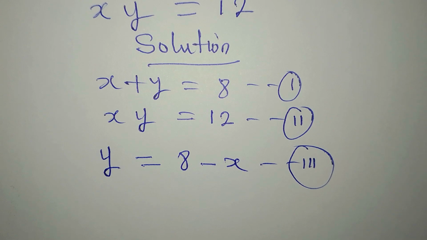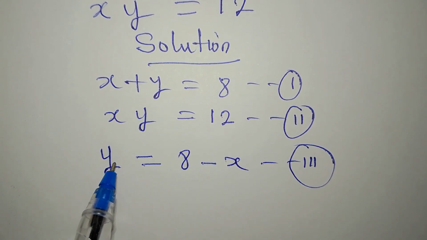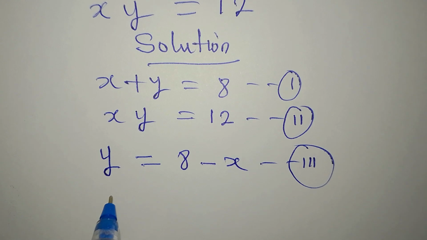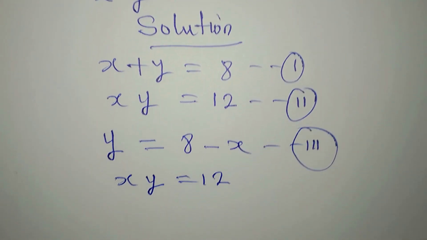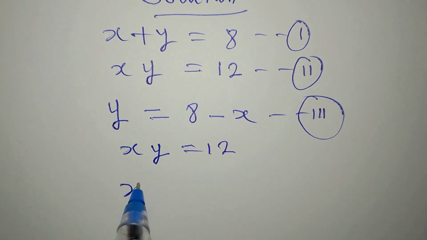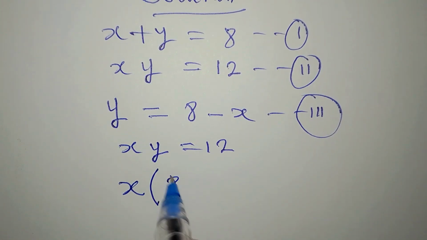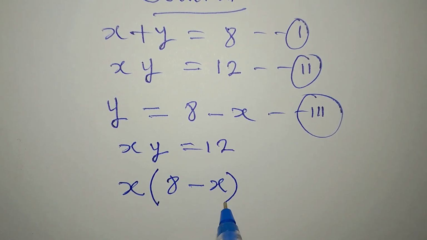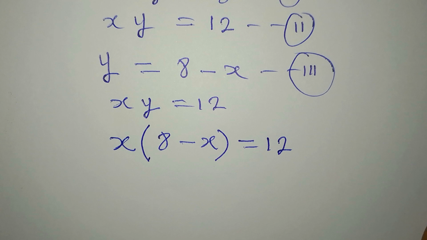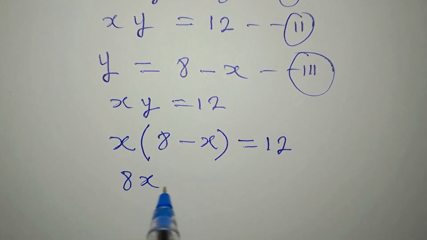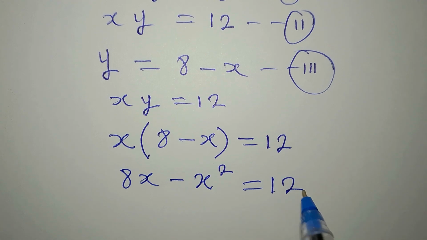Now, I have not done anything with equation 2, so I am going to put this value of y into equation 2, which is xy equals 12. So in place of x, you write x, then in place of y, open bracket and write 8 minus x. Then this is equal to 12. When we open this bracket, we have 8x minus x squared equals 12.